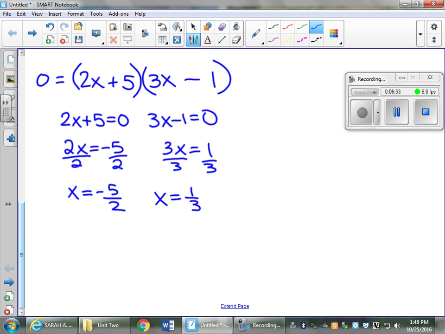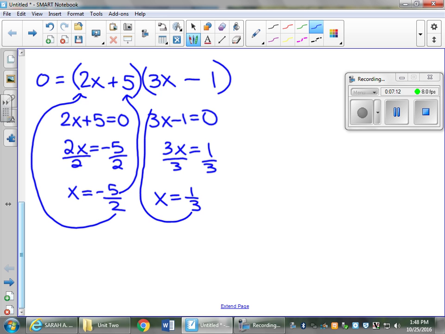You should notice some connection between those zeros and the factors. Notice the denominator of 2 is your coefficient, the numerator of 5 is that constant term, and then just like when the coefficient's 1, the signs will be opposite. Works here too: denominator, coefficient; numerator, constant term; and the signs are opposite.